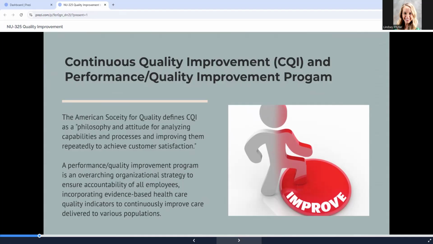The American Society of Quality defines continuous quality improvement, or CQI, as a philosophy and attitude for analyzing capabilities and processes and improving them repeatedly to achieve customer satisfaction. So, this is a continuous process. It's not something that starts and stops, it is something that management and leaders in healthcare facilities are constantly looking at in regards to areas where they can improve customer, or in this case, client satisfaction. A performance or quality improvement program is an overarching organizational strategy to ensure accountability of all employees. It incorporates evidence-based healthcare quality indicators to continuously improve care delivered to various client populations.